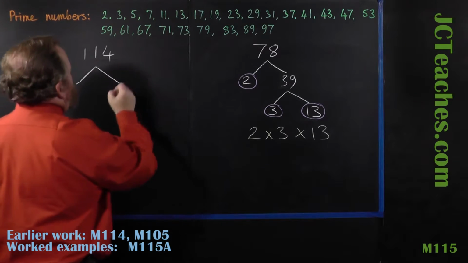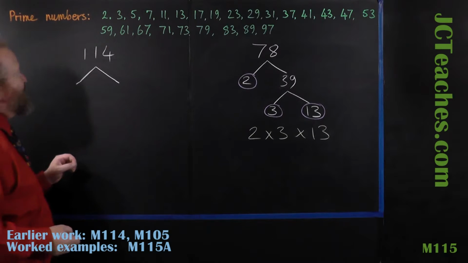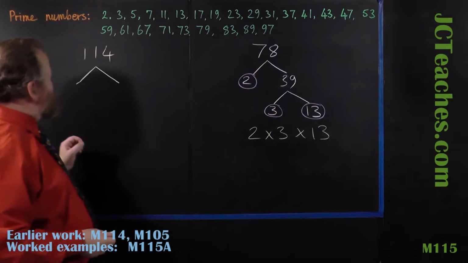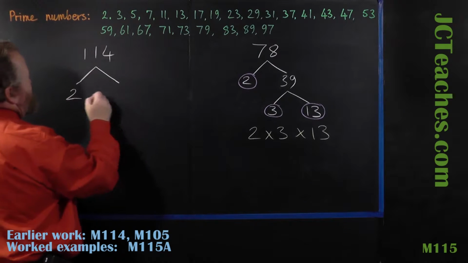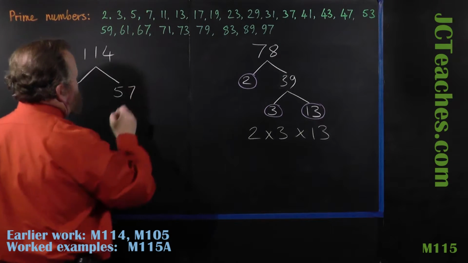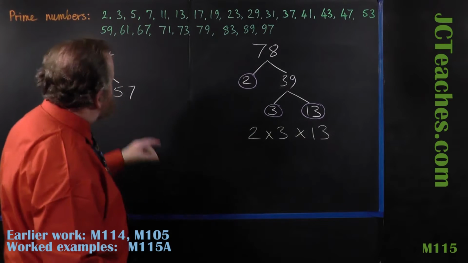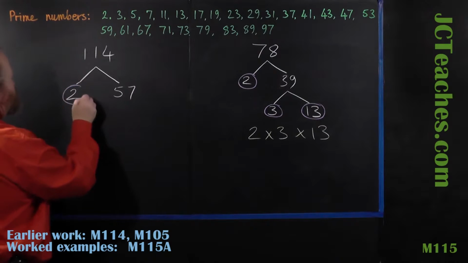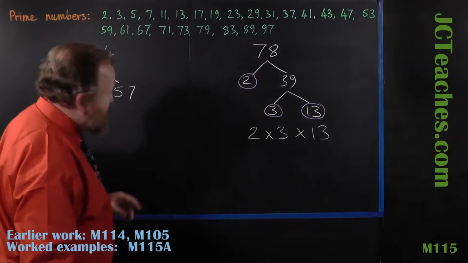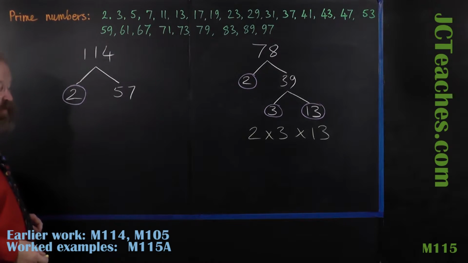Well, yeah, this could be, well, it's not that quick. Let's divide it into 2 to start with. So twice 57 is 114. I was a bit concerned for a moment that 57 could be a prime number, but it isn't. So we've got 2, which is a prime number, that will be a prime factor, and we've got 57.